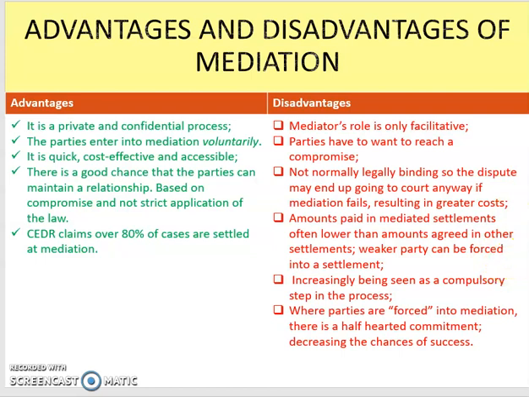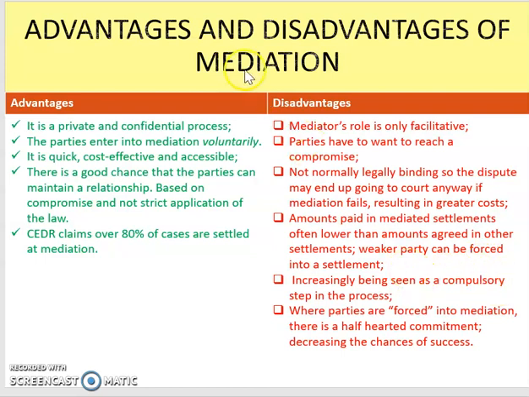Another disadvantage is that often, if people settle using mediation, the amounts agreed are often lower than with other settlements. And it could be potentially that a weaker party is forced into a settlement. So if one of the parties is a lot more confident, maybe aggressive with what they want, and the other party is a little bit meeker, they might come out of it not in an ideal position potentially.